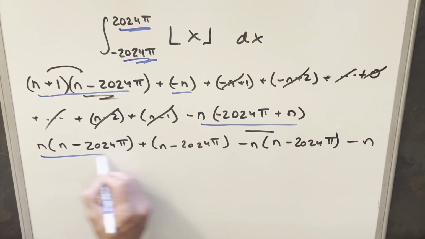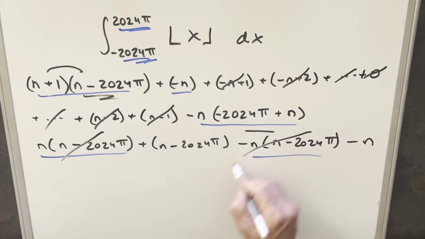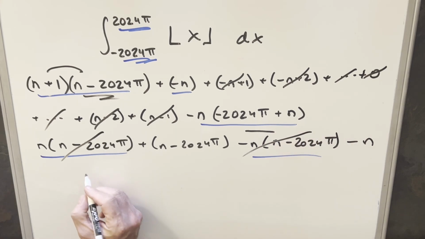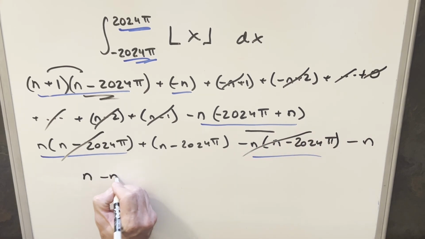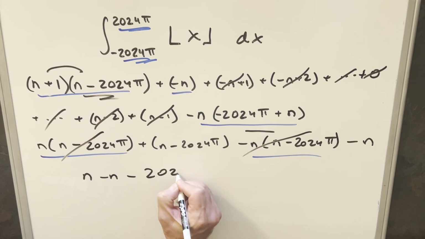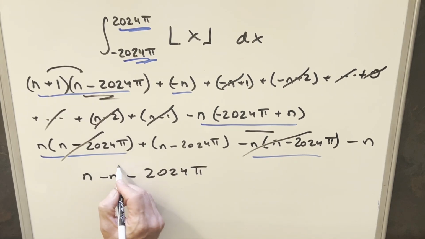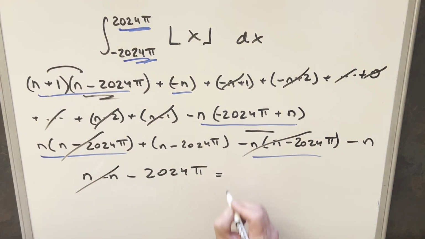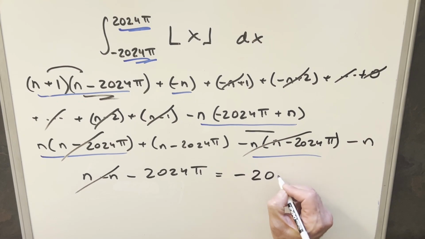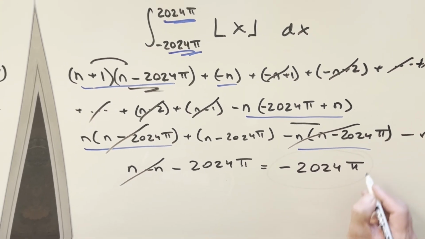But now if you subtract this and this, you just get a 0. So we can cancel this off here, this off here. Rearranging this, we have n. I'll bring in this minus n minus 2024 pi, n minus n is 0. And so for my final solution of this, we get minus 2024 pi.